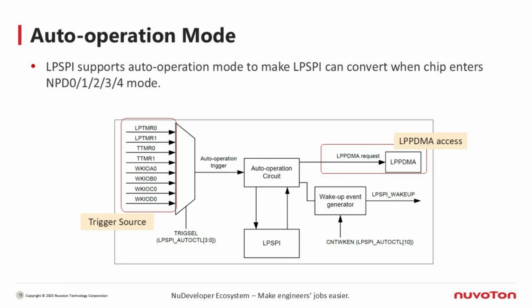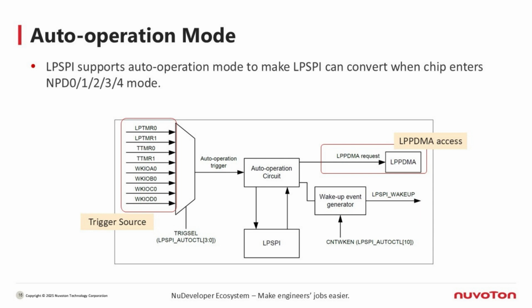Now let's talk about Low Power SPI in the M2L31 series, specifically its auto operation mode in low power states. The idea behind this mode is that the low power SPI can perform pre-configured SPI transfers on its own, even when the MCU is in any of the NPD low power modes, without needing the CPU. At the same time, it can wake up the system using events if necessary.